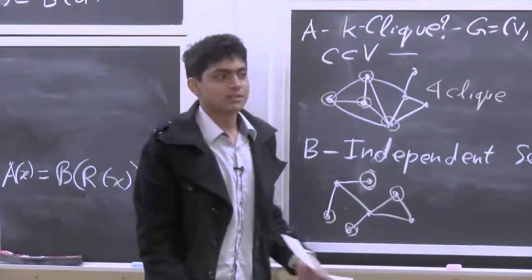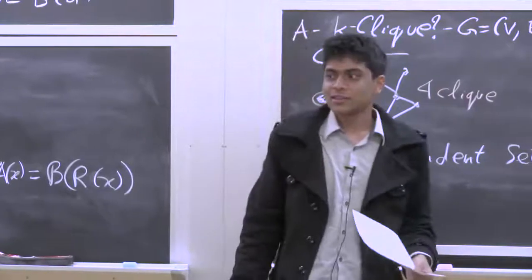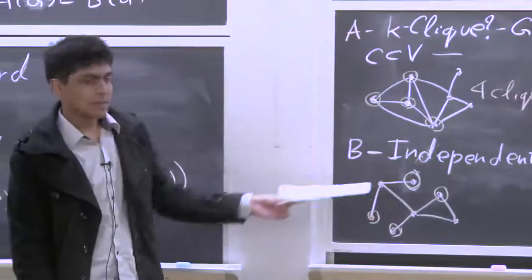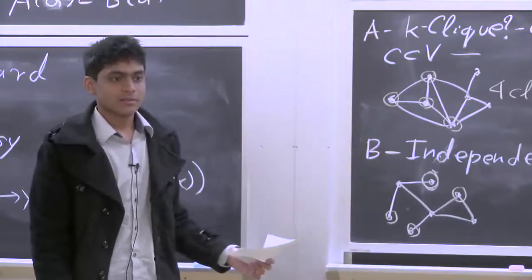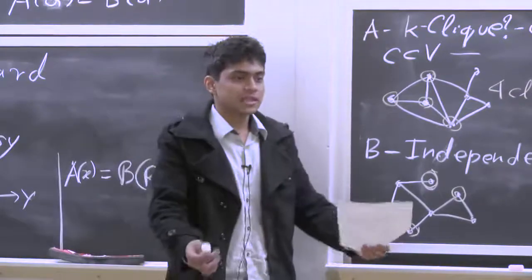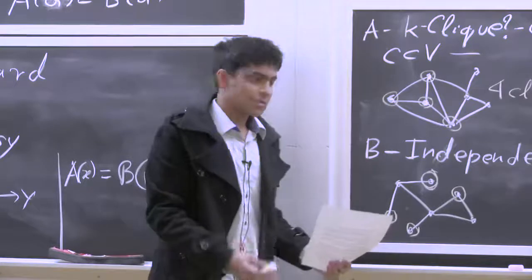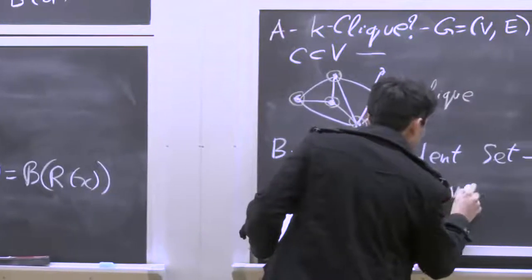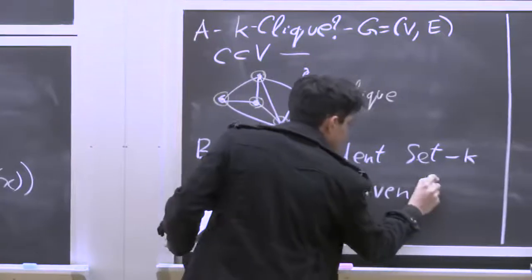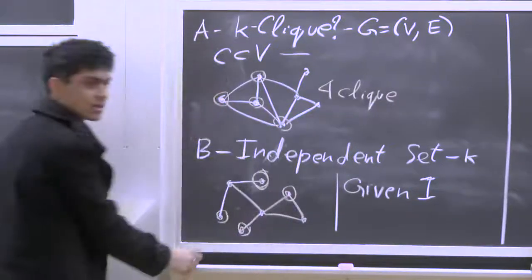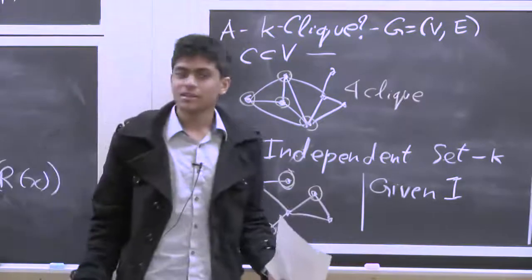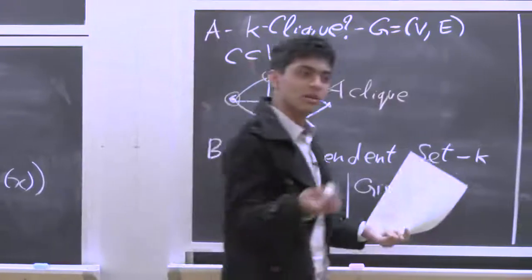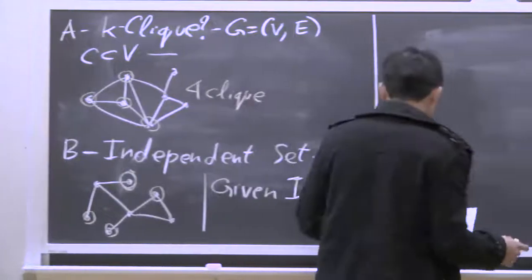How would someone create a certificate which would convince you in polynomial time that this is in NP, that this is correct? The certificate would be just the independent set, and you can check if something is an independent set. So given I, let's call the independent set I, given a set of vertices, you can verify that it's an independent set in polynomial time. Just look at all pairs and check if there's an edge. Just some n square, n cube, whatever. It's polynomial. That's important. Okay.